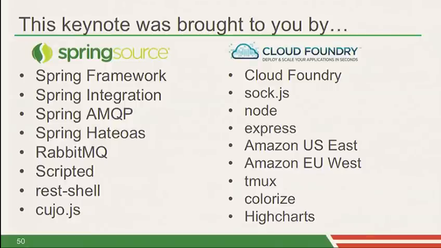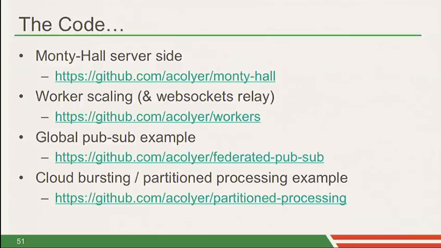Tonight's keynote was brought to you by Spring Framework, Spring Integration, Spring AMQP, Spring HATEOAS. With a little bit of RabbitMQ, we had the Scripted editor, we had the REST shell. There was Cujo for the single page app. Cloud Foundry twice. We had cloudfoundry.com, we had the staging environment, we had SockJS for WebSockets. We had a bit of Node, we had a bit of Express. We had Amazon US East, Amazon EU West. There was some tmux in there, a little bit of Ruby hiding. That was my colorized scripts. Highcharts gave me the pretty gauges.